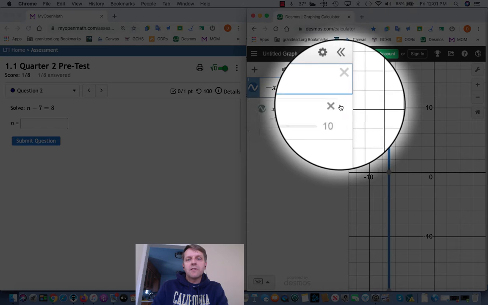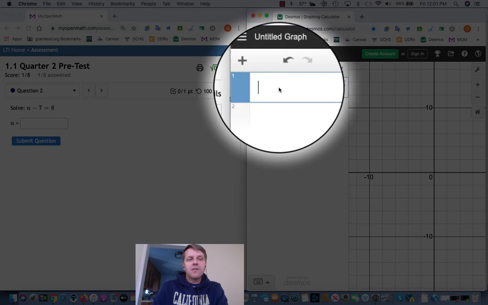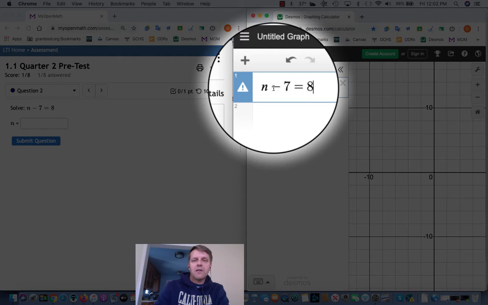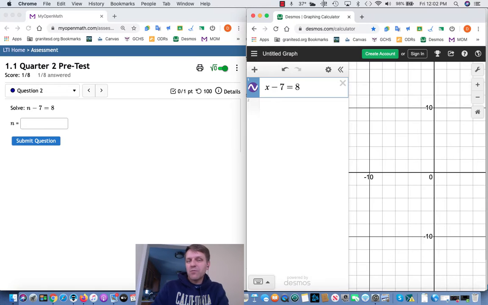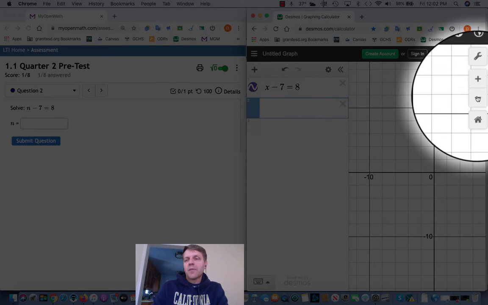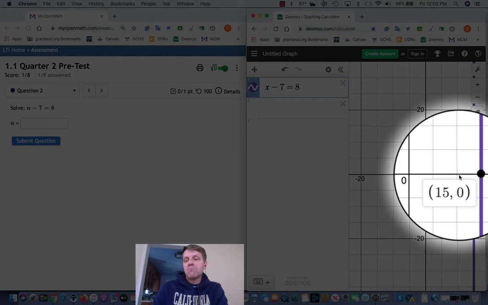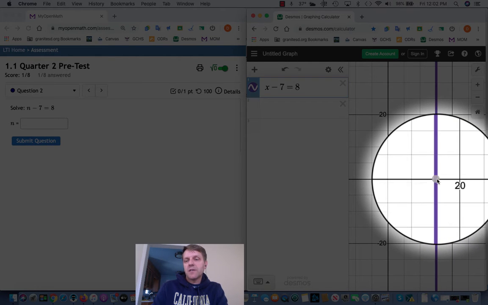This one says n minus 7 is equal to 8. Oh, I did it again. I used n. So let's use x. Computers really like x. Now let's see. So the answer is 15. Cool. Why is it 15?